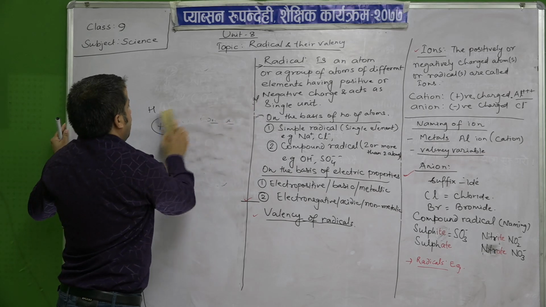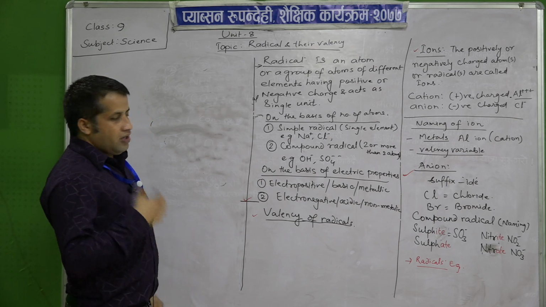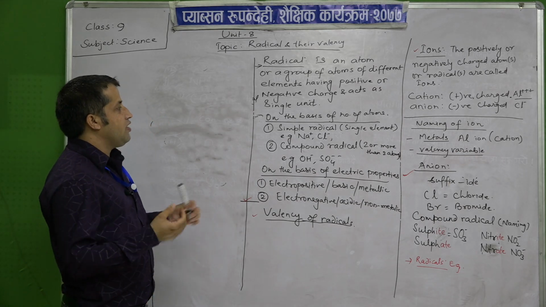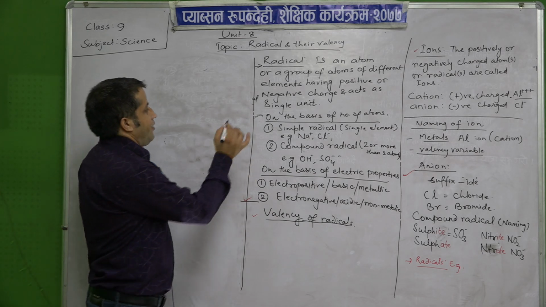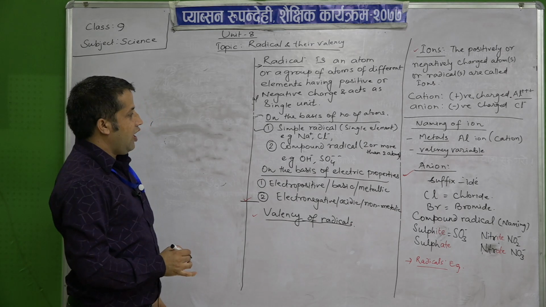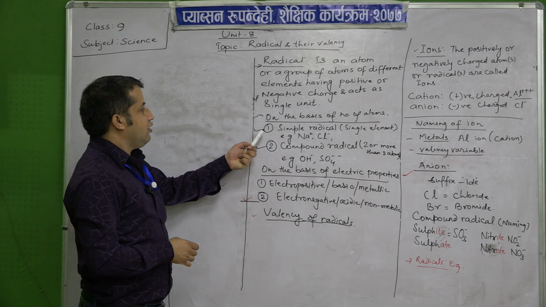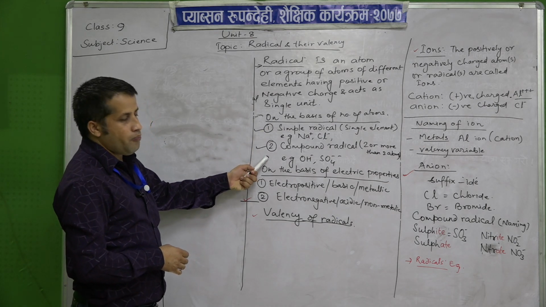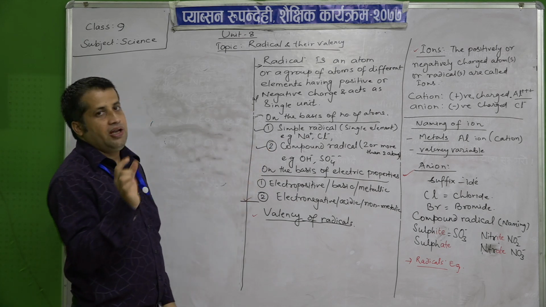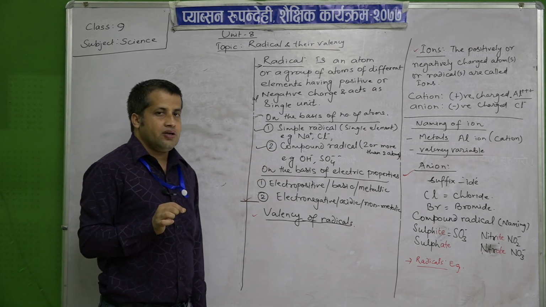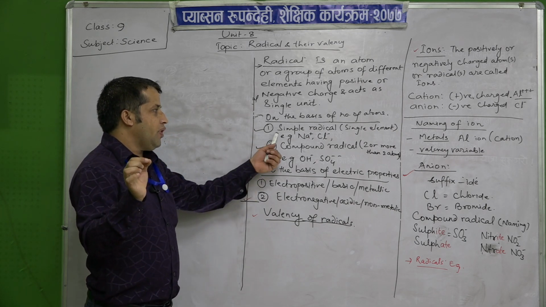So now radicals are also classified on the basis of the number of atoms or elements involved, into 2 types: simple radical and compound radical. There are 2 types, simple radical as well as compound radical. Simple means if a single element acts as a radical, then it is called a simple radical.